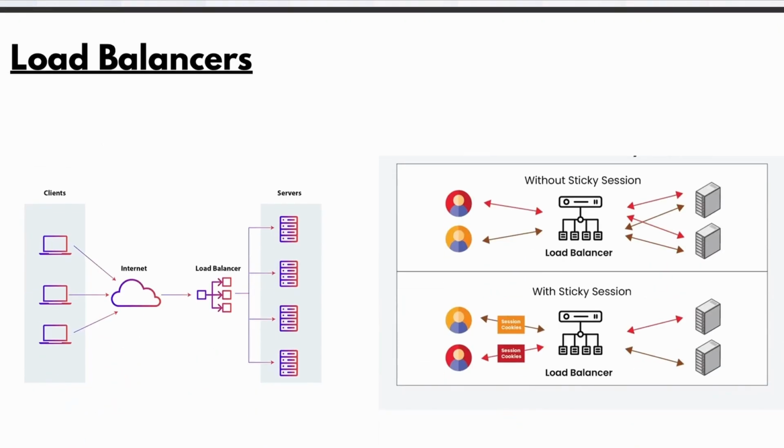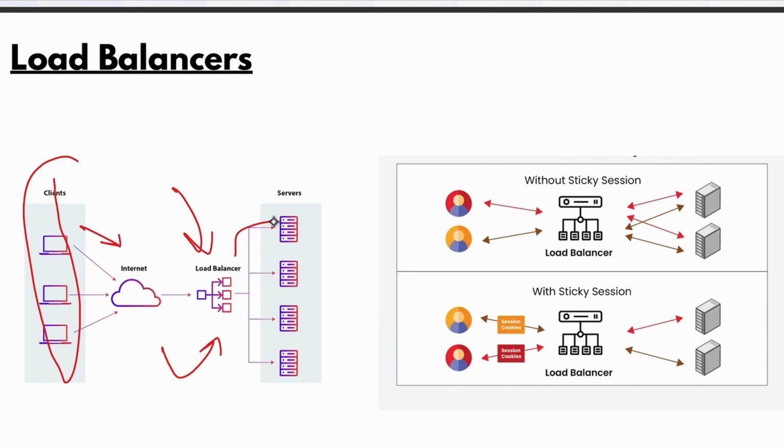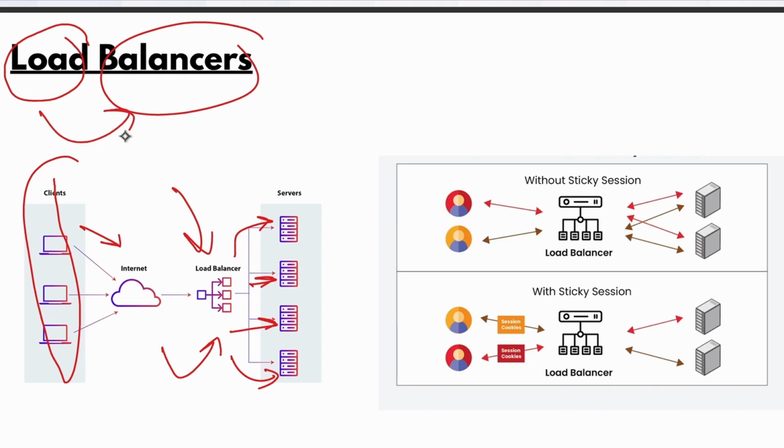If you want to understand or simply depict it with the help of a picture, you can see the picture. Here we have so many clients requesting to the internet. All of this goes to the internet, and after the internet, it goes to the load balancer. This is the main part. The load balancer separately asks every server: are you up or not? If it is up, it will redirect the requests to that server. The name itself suggests it will balance the load.